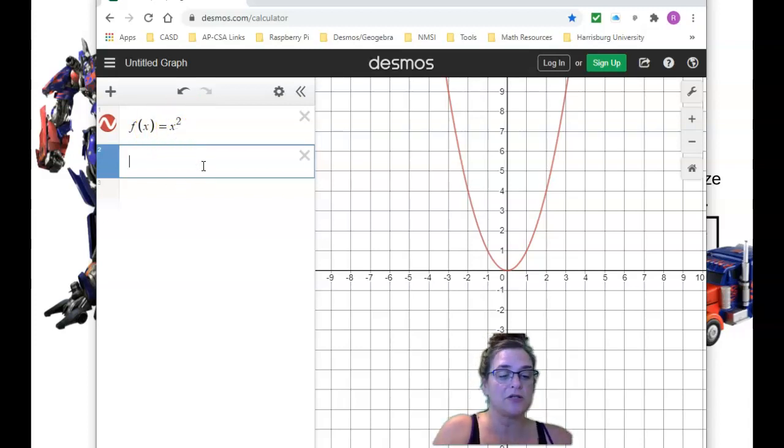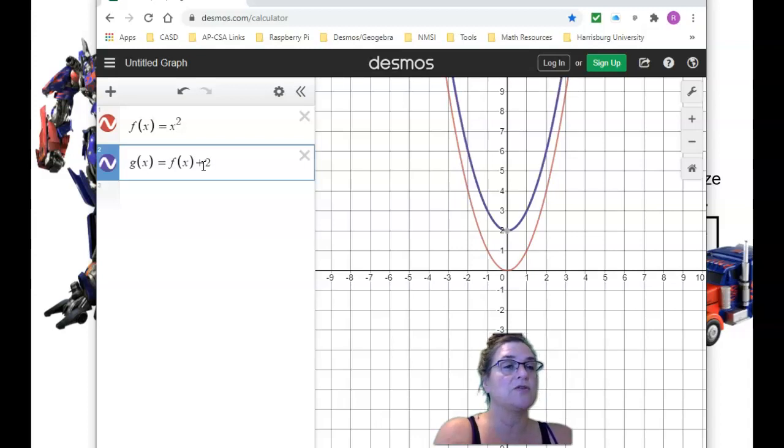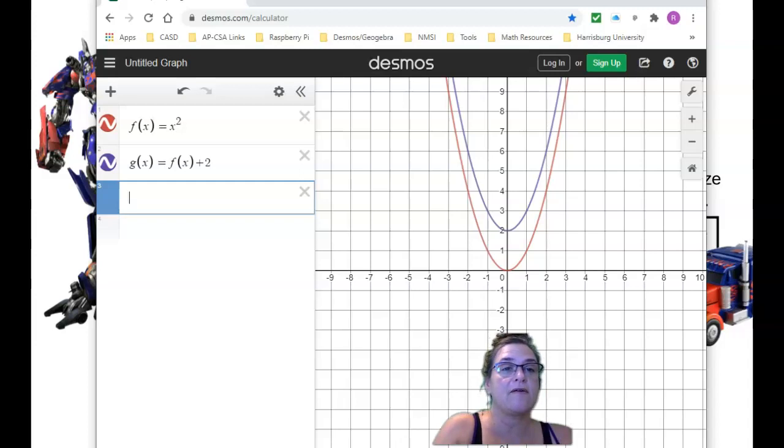A transformation would look like taking a new function g of x, and we're going to make that be the original function f of x, but we're going to add 2 units to that graph. So if you notice now, this parabola, the parent graph, just regular old x squared, it's been transformed, it's been relocated, its vertex is now moved up 2 units.